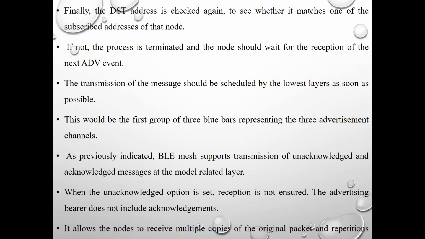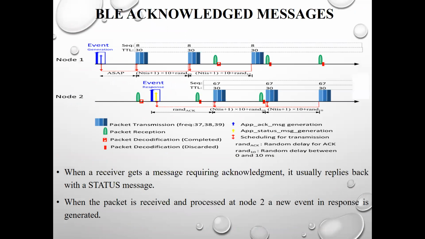Finally, the DST address is checked again to see whether it matches one of the subscribed addresses of the node or not. If not, the process is terminated and the node should wait for the reception of the next advertising event. The transmission of the message should be scheduled by the lowest layer as soon as possible. This should be the first group of 3 Bluetooth bars representing the 3 advertising channels.